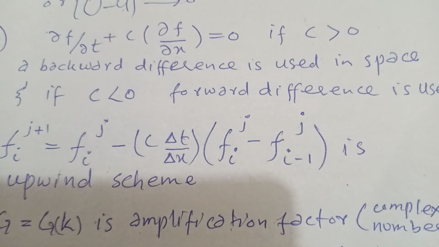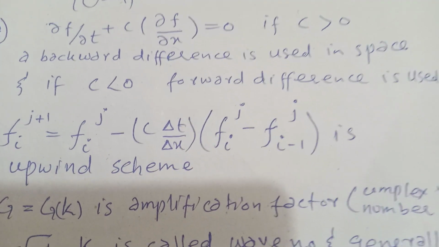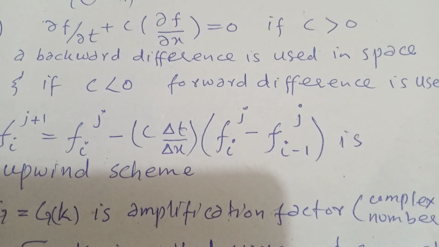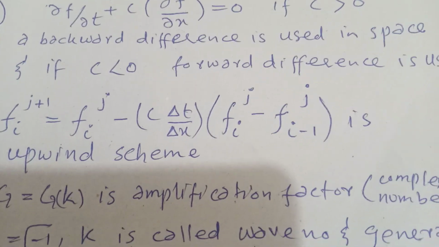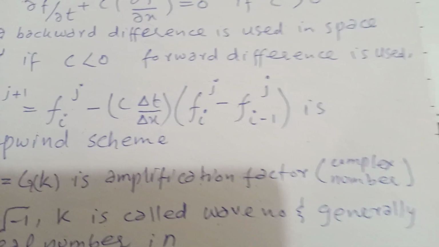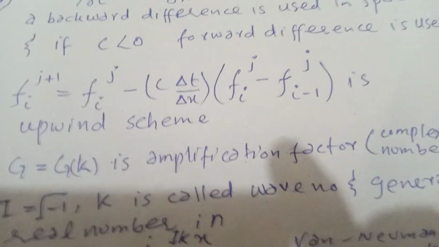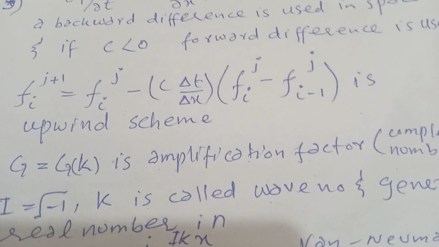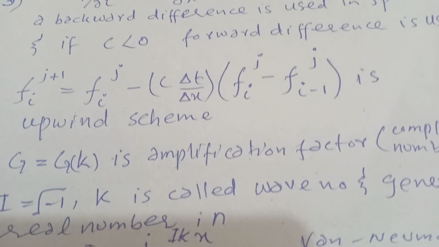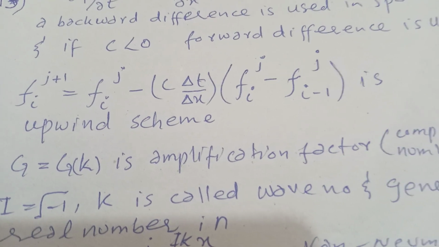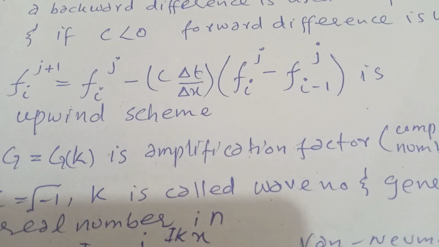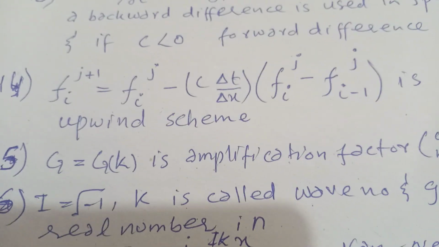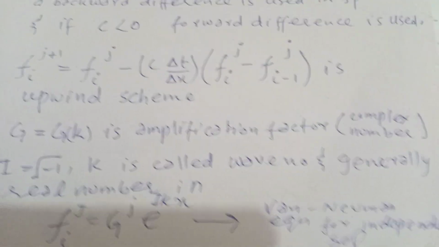Number next is, partial f by partial t plus c partial f by partial x is 0. If c is greater than 0, a backward difference is used in space, and if c is less than 0, a forward difference is used. Then we have the equation f(i, j+1) equal to f(i, j) minus c del t by del x into (f(i, j) minus f(i-1, j)), which is known as the upwind scheme.